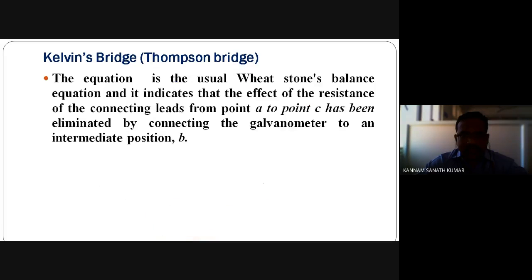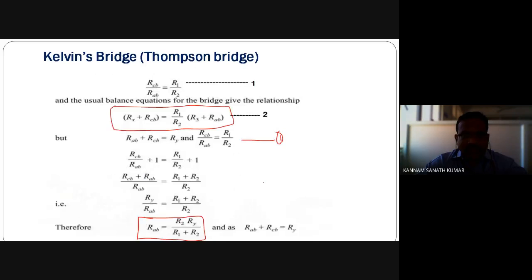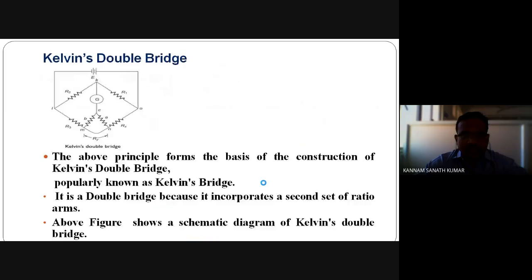So this is the basic derivation of the Kelvin or Thomson bridge. Next is Kelvin's double bridge. Double bridge means between this Ry, two resistances will be added. So A and B will be added: this resistance A and this resistance B.